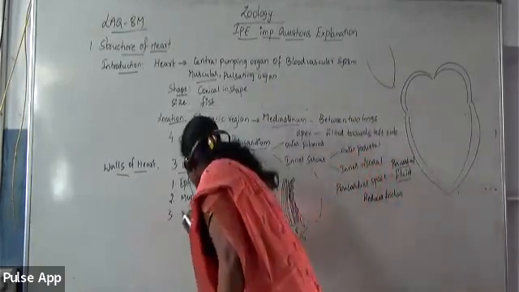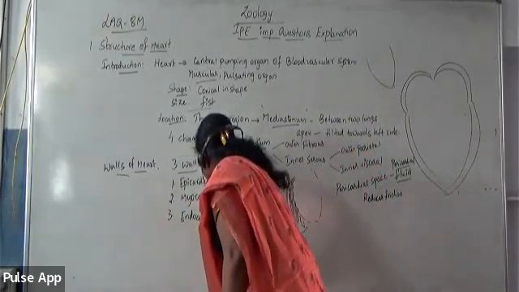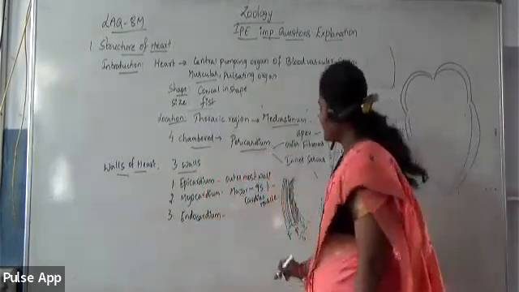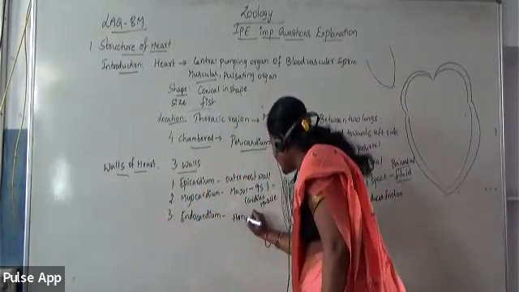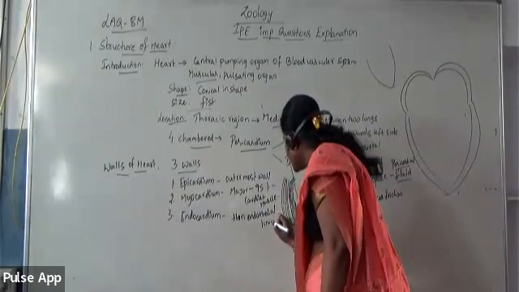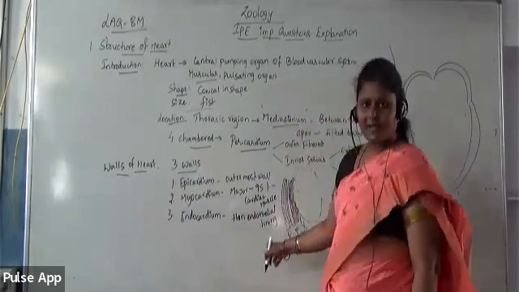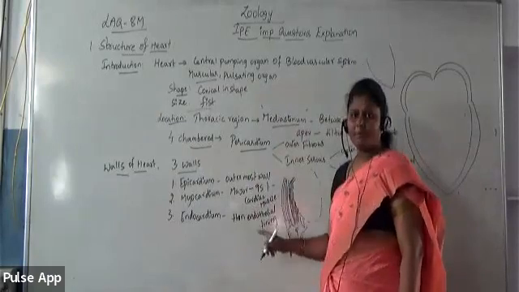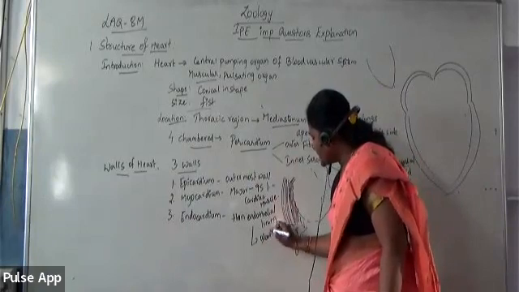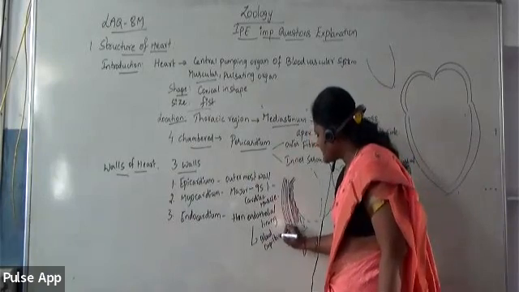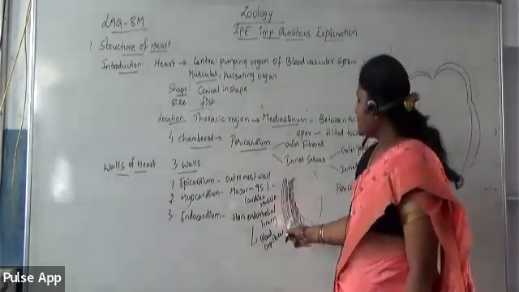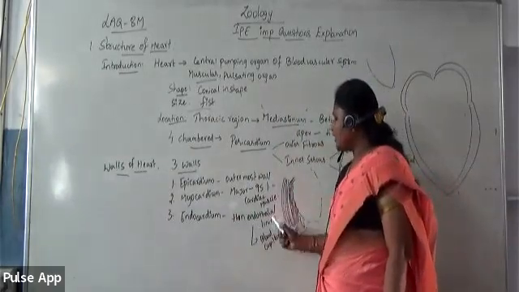And the third layer is called endocardium. This endocardium is the thin endothelial lining, which is actually projecting into the myocardium. Endothelium is always supplied with blood capillaries. The heart also should receive blood, so for that the blood capillaries are present. So endocardium is composed of a thin endothelial lining.